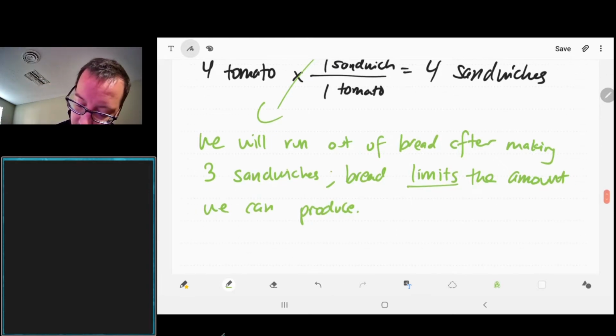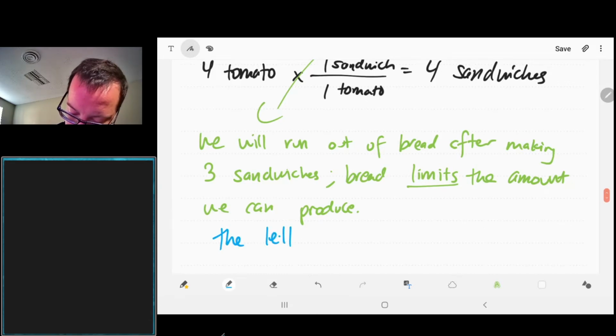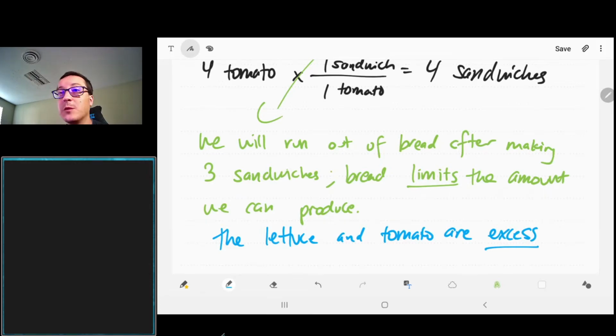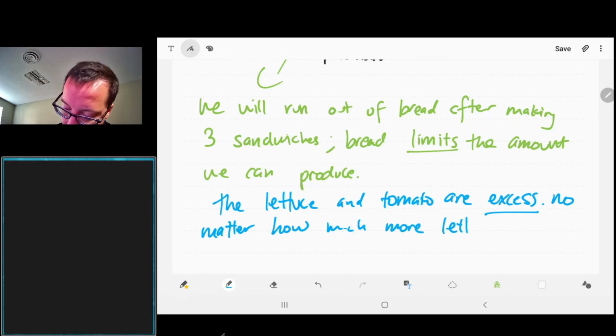And as a result, we can say also the lettuce and tomato are excess. All right, so we have extra of those. No matter how much more lettuce we have, we can't make any more.